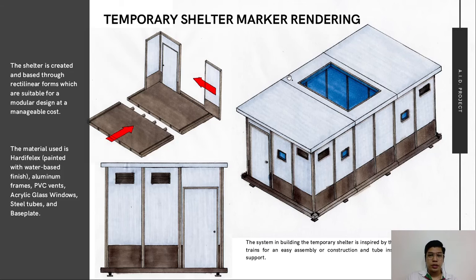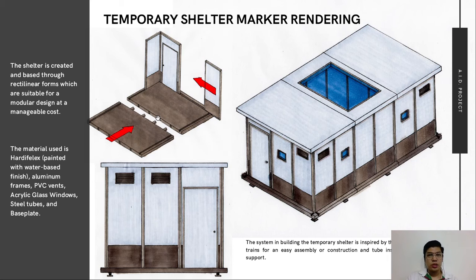The temporary shelter marker rendering. So for the shelter, we opted for a rectilinear form for strength, practical, and cost reasons. We based it on the form follows function theory wherein the function is prioritized. Here we can see the isometric view, here the back view, and here the partial exploded view.